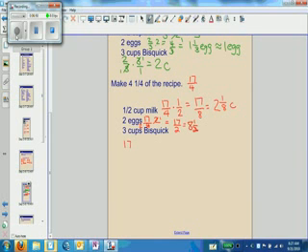3 cups of Bisquick, 17/4 times 3 is 91/4. And that is, so here 17 times 3 was 51, not 91, and that equals 12 3/4 cups of Bisquick.